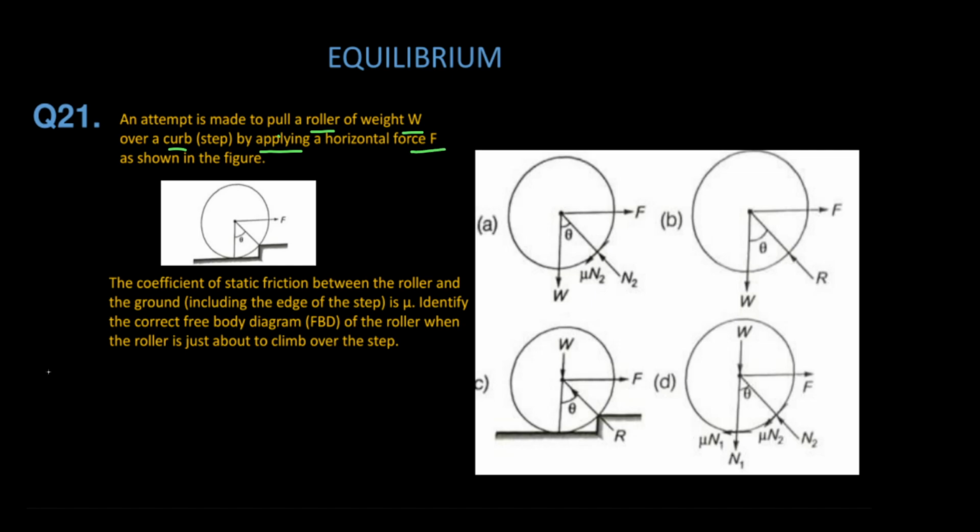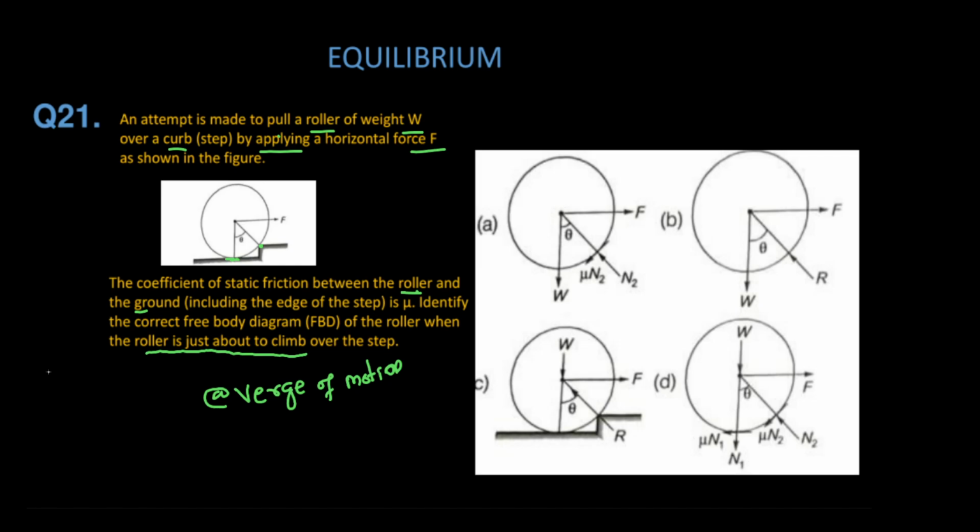The coefficient of static friction between the roller and the ground is mu, including the edge of the step. Here also the coefficient of friction is mu. Identify the correct free body diagram for this condition when the roller is just about to climb. Just about to climb means at the verge of motion.